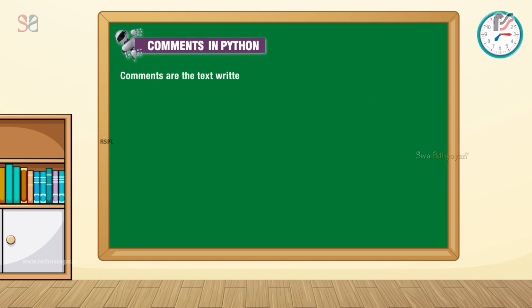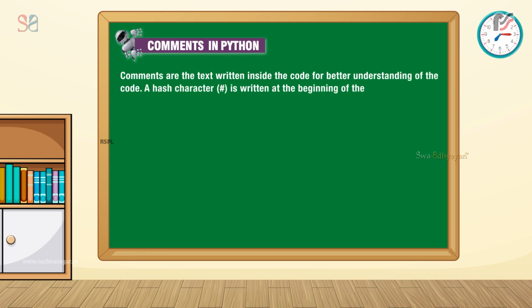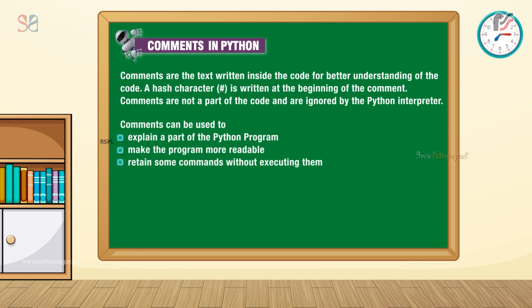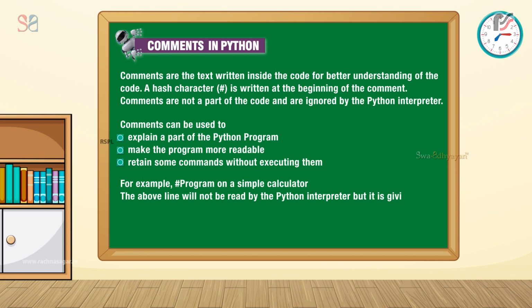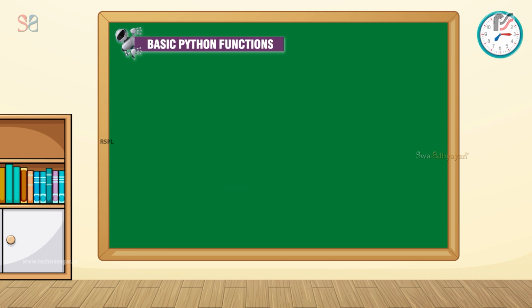Comments are the text written inside the code for better understanding of the code. A hash character like this is written at the beginning of the comment. Comments are not a part of the code and are ignored by the Python interpreter. Comments can be used to explain a part of the Python program, make the program more readable, and retain some commands without executing them. For example, hashtag program on a simple calculator. The above line will not be read by the Python interpreter, but it is giving information about the program to the reader. Lastly, in our chapter, let's learn about basic Python functions.